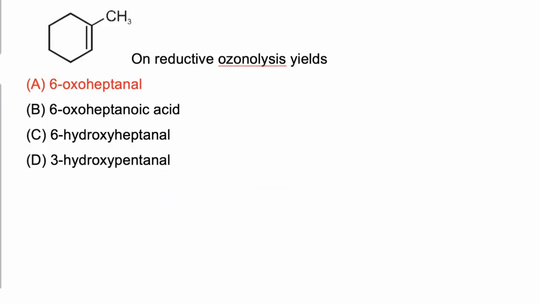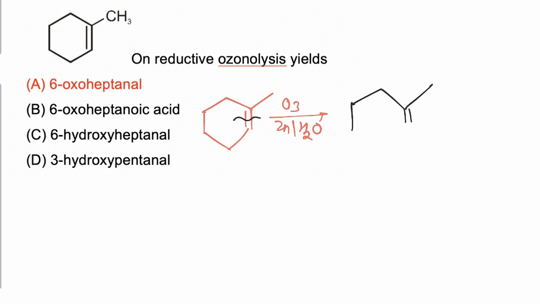In this question we have to find the reductive ozonolysis product of this molecule. Now reductive ozonolysis takes place in presence of zinc and water. Now in the first case, when cyclohexene is treated with ozone in presence of zinc and water, the double bond will be cleaved and we have to add oxygen to both of the carbons. So the final product formed is this molecule.